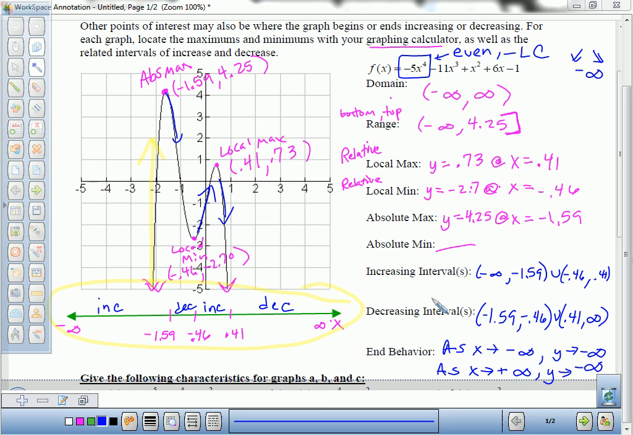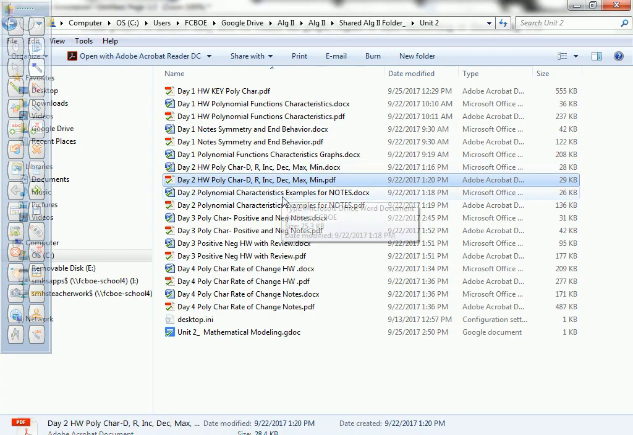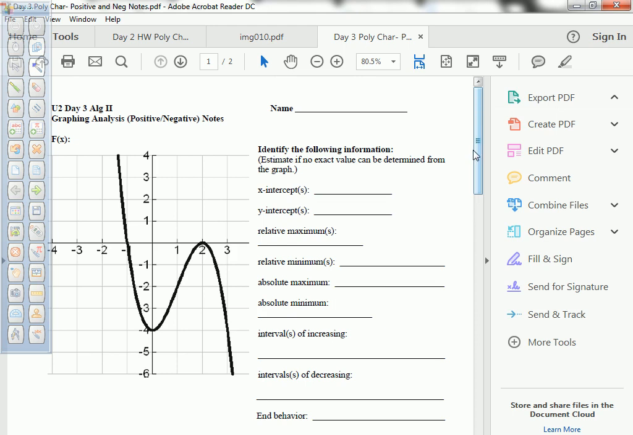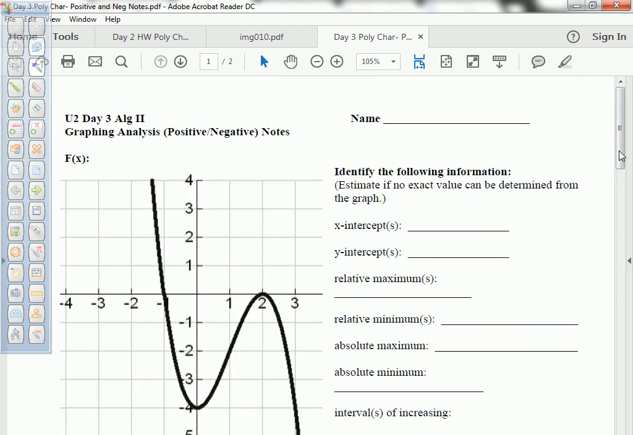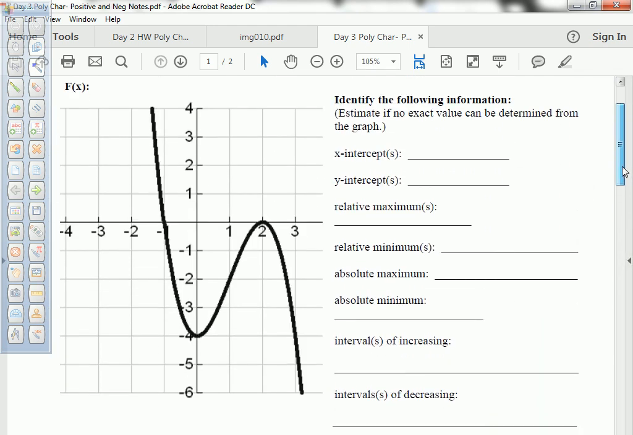So far we've studied all these characteristics. Today we're going to add where a function is positive or where a function is negative. That's all we're adding today. Where is the function positive? Where is the function negative? And today's notes, there they are. Okay, so we're going to continue doing all the same stuff, just adding a little bit to it.